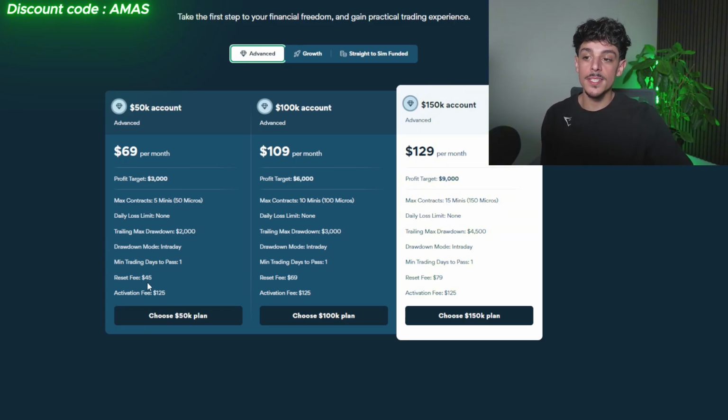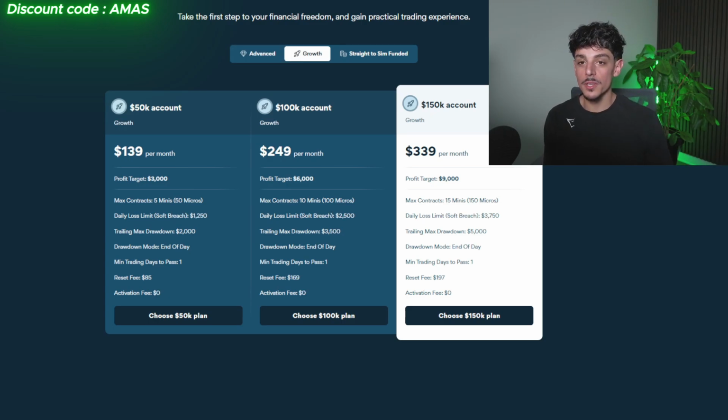Now you have a reset fee of $45 and an activation fee of $125. So if you use code AMOS, this account right here, the 50K account, will cost you $48 per month. And as soon as you pass it, deciding if you want to enter aggressively or passively, you have to pay an activation fee of $125 to activate the account and be funded.